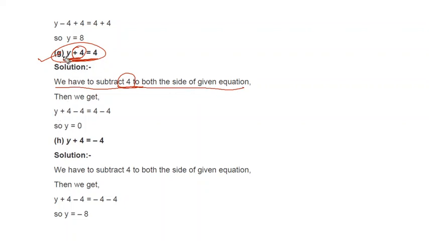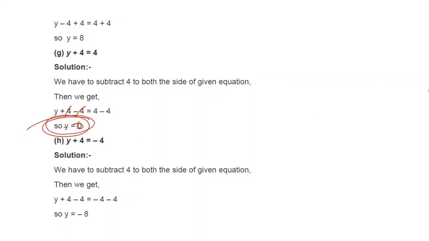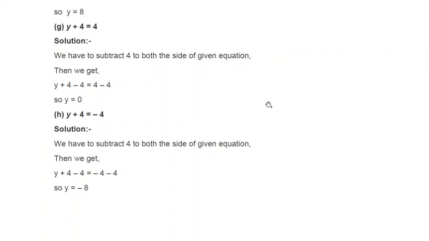Now y, what is the equation? y plus 4. So let that be y plus 4. We are subtracting 4, so minus 4, equal to, RHS there was 4, so write 4, minus 4, as we are subtracting 4 from both sides. So now plus 4 minus 4 cancels, y equal to 4 minus 4 equal to 0. So this is your solution. Now again, H is also solved in the same manner, you can solve it.